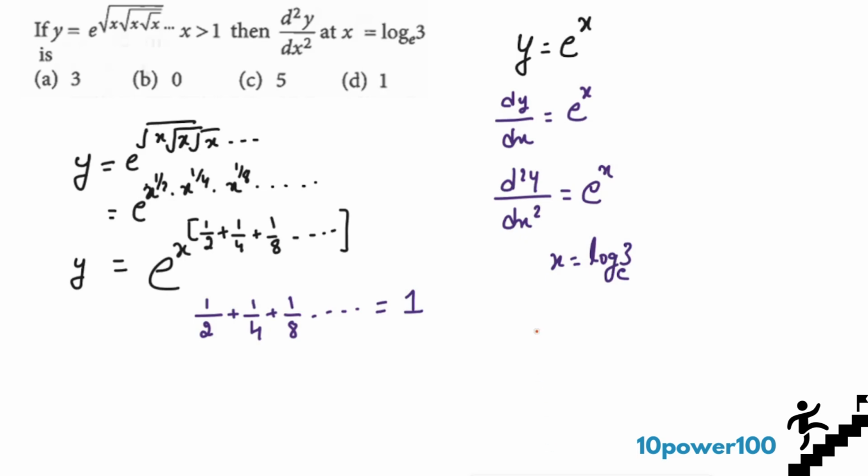What do we get if you substitute this? We get e power, in place of x we have to substitute log 3 the base e. When the base and log are the same, with the base e, then the answer becomes the function next to log itself. So the answer is 3. So what is the answer here? Option A is the correct answer.